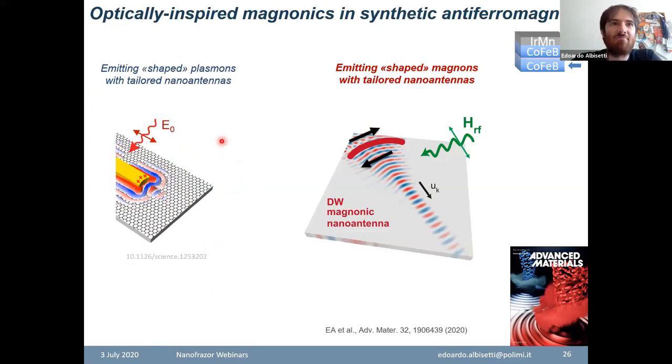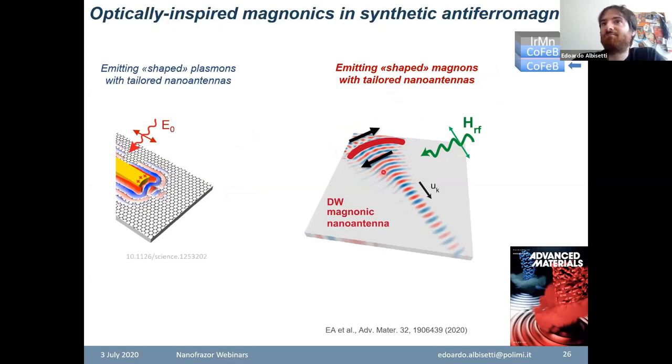In this case, I put an example from a Science paper of some time ago, where they can shape the wavefront of the plasmon by shaping the nanoantenna. So you have this metal rod that can be shaped, and the launched plasmons retain the shape of the rod, of the antenna that generates them. So we perform basically a similar thing, but with magnons and spin textures. So instead of having a gold rod as an antenna, we have a domain wall in this particular material.